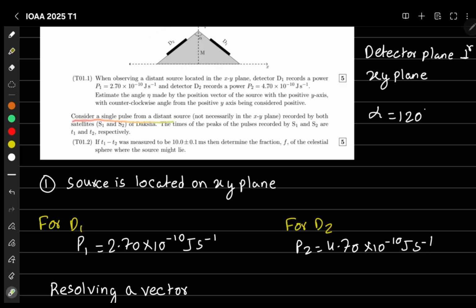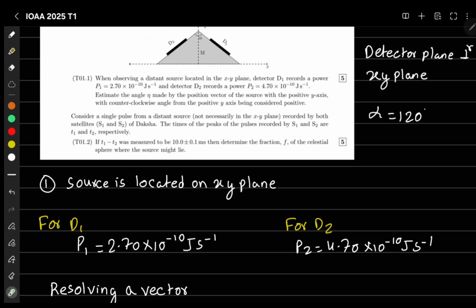Consider a single pulse from a distant source, not necessarily in the xy plane, recorded by both satellites S1 and S2 of Daksha. The times of the peak of the pulse recorded by S1 and S2 are T1 and T2 respectively. If T1 and T2 were measured to be 10 plus minus 0.1 millisecond, then determine the fraction of the celestial sphere where the source might lie.